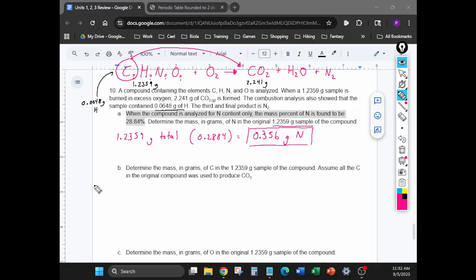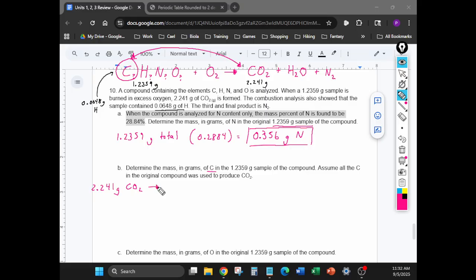So what we can write down first is that there are 2.241 grams of CO2. So we know how much CO2 is made in total. What we're going to do is analyze the CO2 and figure out how much carbon is in the CO2. Because if we figure that out, since we know all the carbon came from the original sample, we can just reverse it and assume that however much carbon's in here is the amount that was carbon in here. So we're going to use the formula to do that.